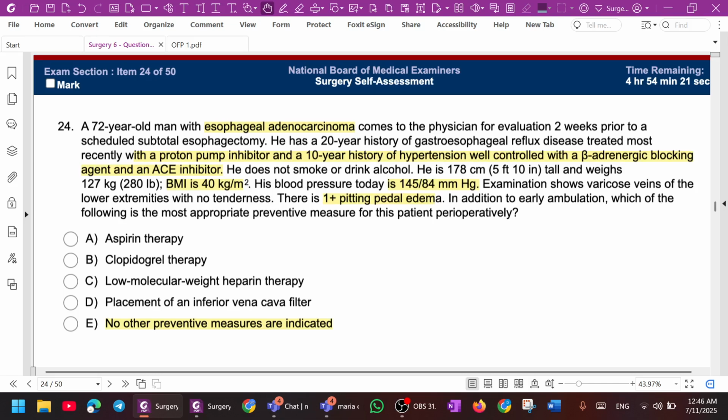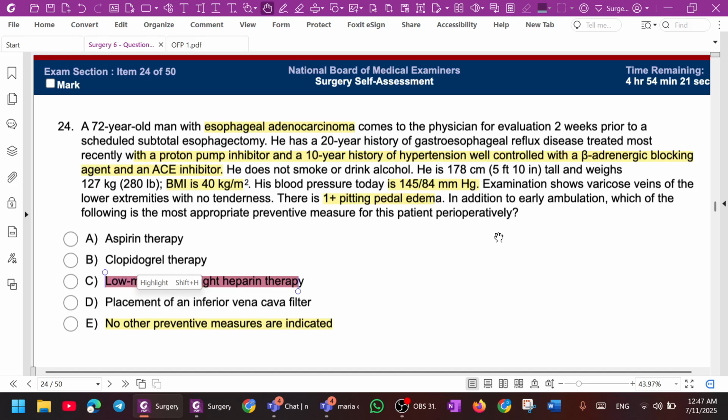Proton pump. Okay, ready. Low molecular weight heparin. Low molecular weight heparin is the most appropriate perioperative measure to prevent DVT.